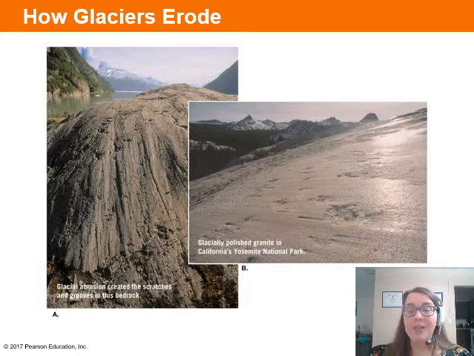These scratches are telling us that the glacier flowed in this direction. We always know that they flow downhill for the most part because gravity is slowly pulling them down, but we can use the exact location of these scratch marks to know exactly how that glacier flowed in the past.